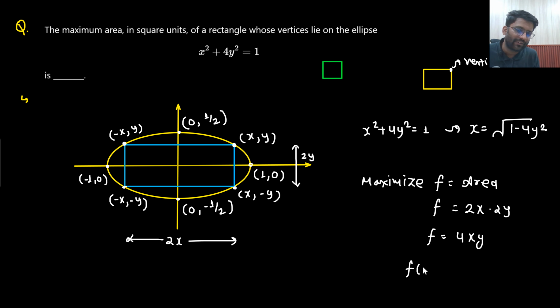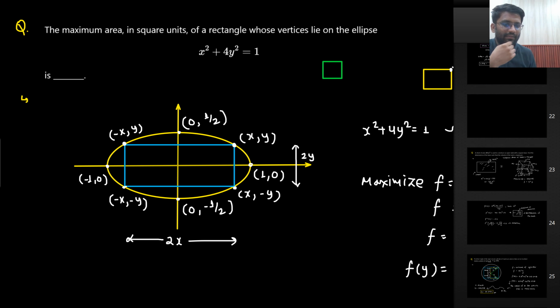So now I will make it a function of y. 4 under root 1 minus 4y square multiplied with y. That's it. So this is the function of y we have made. Arey wah, no page left. So the function of y that we have made is this: 4y into under root 1 minus 4y square.